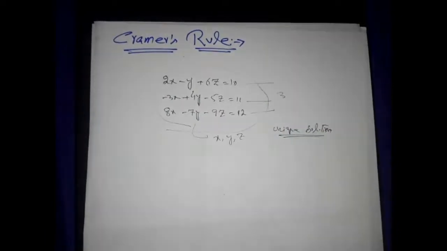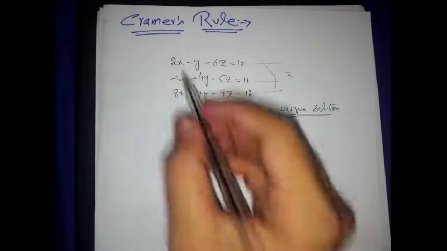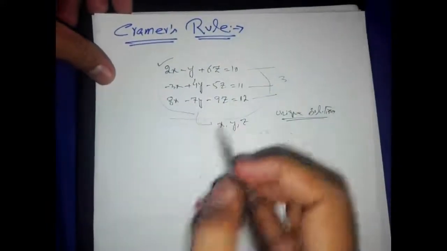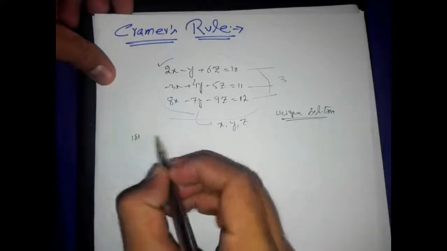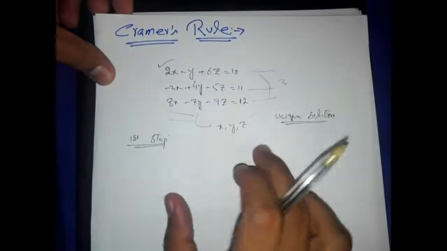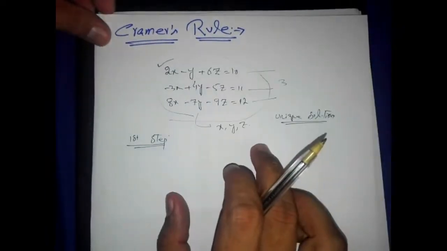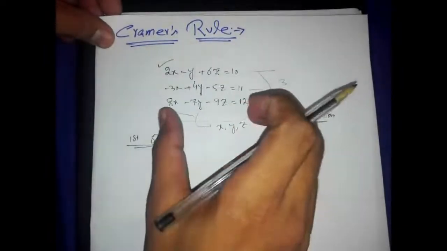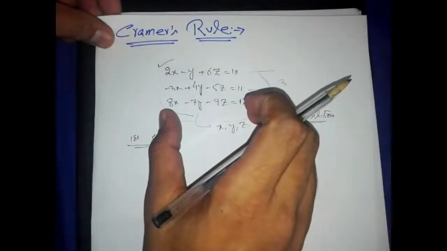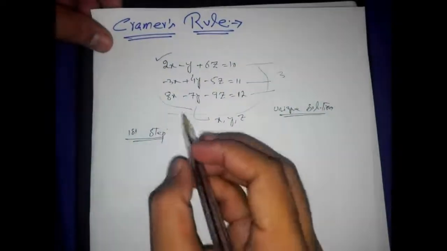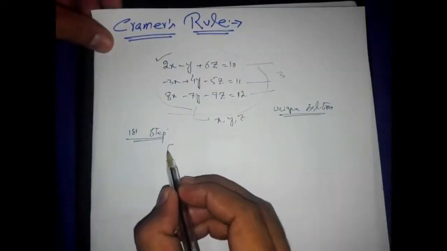So how is it a unique solution? Now let's come toward this example. So let's solve this example. The first step in solving these multiple equations by Cramer's rule is to convert these equations into matrix form. So how do we convert these equations into matrix form?